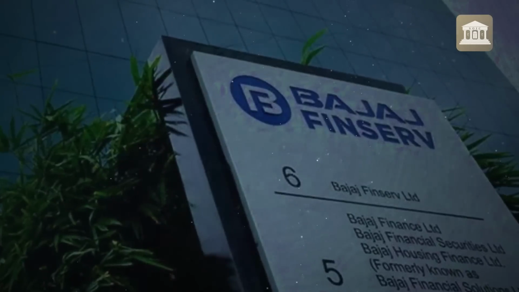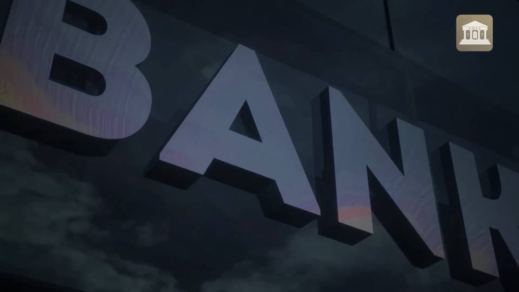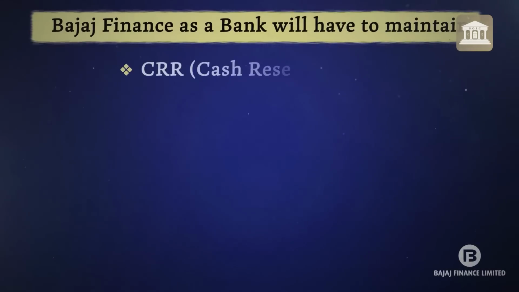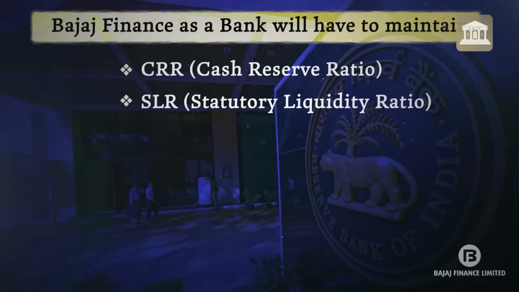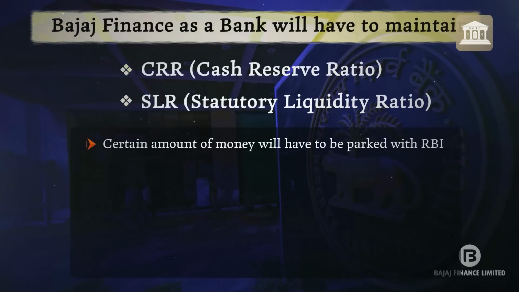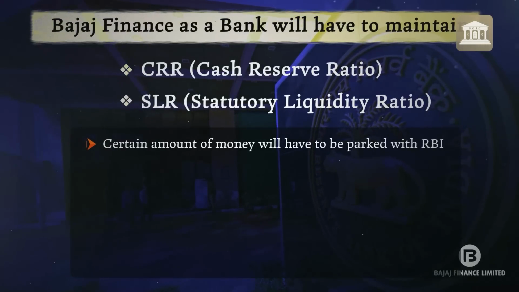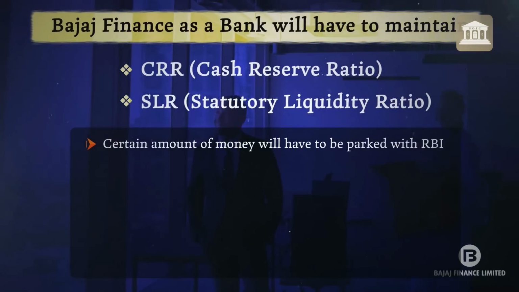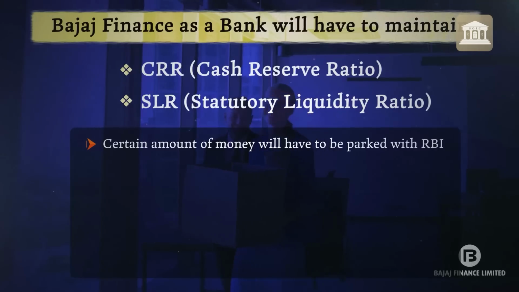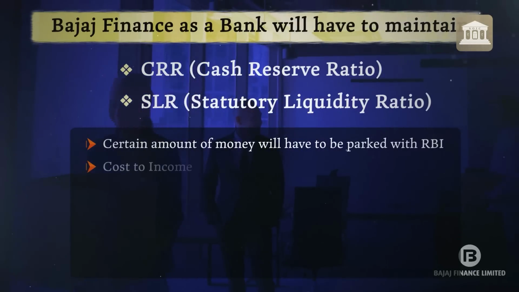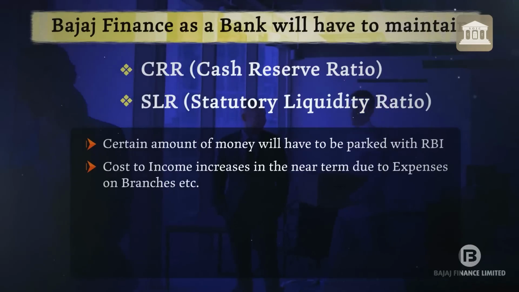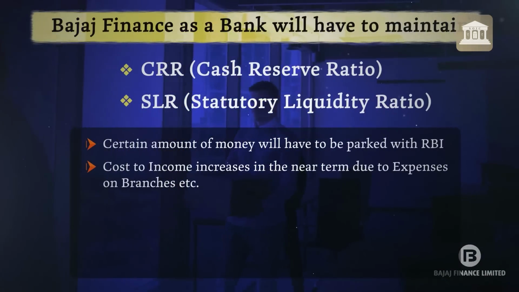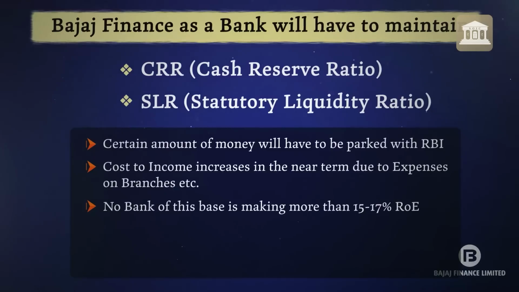If Bajaj Finance ends up becoming a bank 5 or 10 years down the line, what will end up happening is that you will have CRR and SLR requirements, that is, you will always have to park a certain amount of money with RBI. Secondly, whenever NBFCs turn into banks, you also need to upgrade your branches as per the regulatory requirements. So your cost to income in the near term ends up increasing. And third, at this base, there is no bank which is making more than 15 to 17% ROE. So your return on equity will also end up falling.